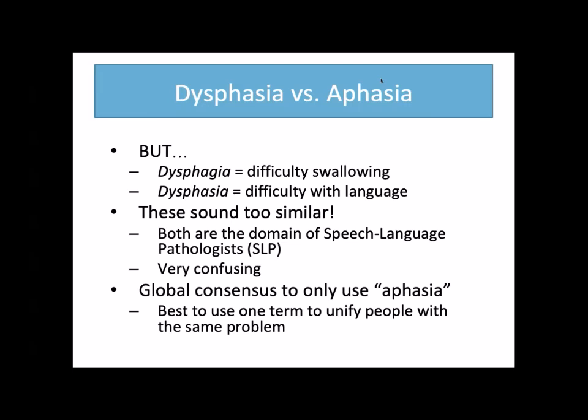And there's been a global consensus on this that we're going to call everyone who has difficulty with language, say that they have aphasia, because that one term can unify people. It gives them a word that they can Google and look up and find resources. So we're going to talk about aphasia today.